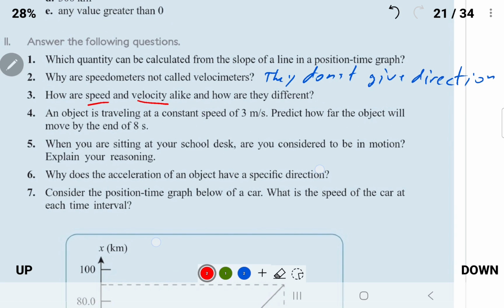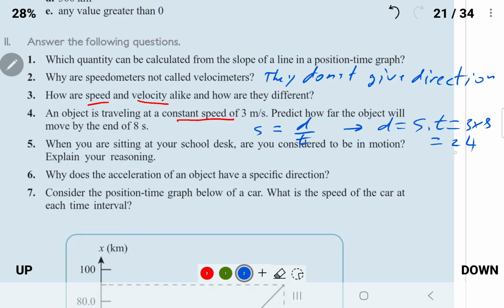An object is traveling at a constant speed of 3 meters per second. Predict how far the object will move by the end of 8 seconds. Constant speed means you have to use the equation S equals d over t. So speed is given to you here, 3, time is 8. This means distance would be S times t, which is 3 times 8, 24 meters.